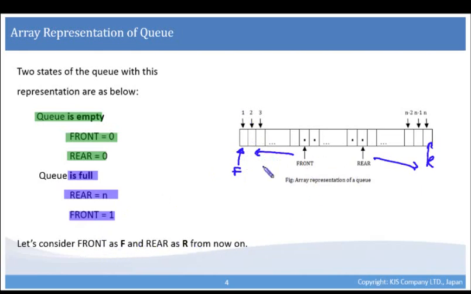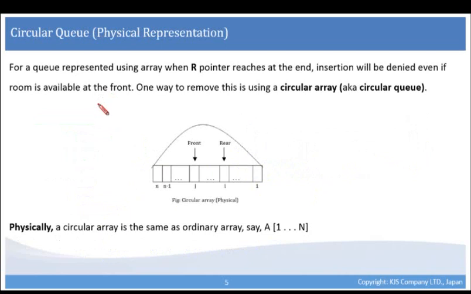So we've got this quicker notation, and let's see if we can find some conditions that meet the answers on the previous slide. So in the previous example we just used a normal array. For a queue represented using an array where the r pointer reaches the end, insertion will be denied, even if there is room available at the front. One way to remove this issue is to use a circular array, or, as we've got in the title, a circular queue. Physically, a circular array is the same as an ordinary array, let's say A[1 to n] this time instead of Q.